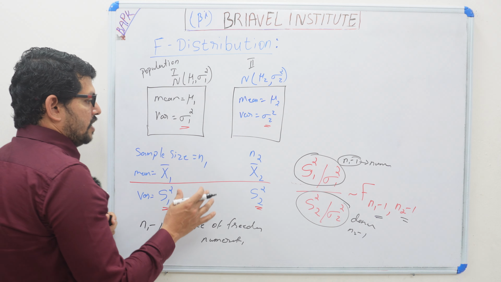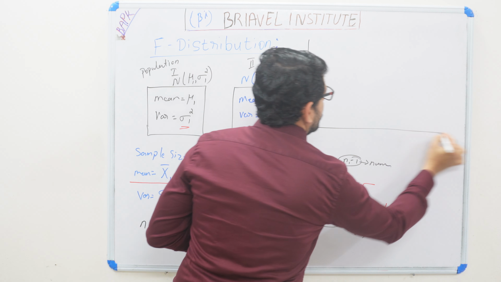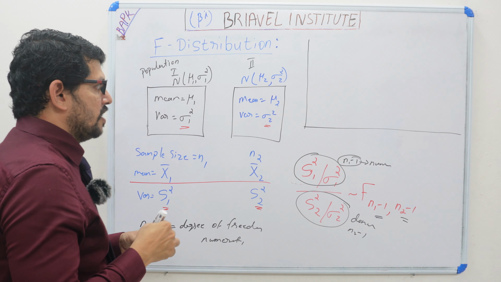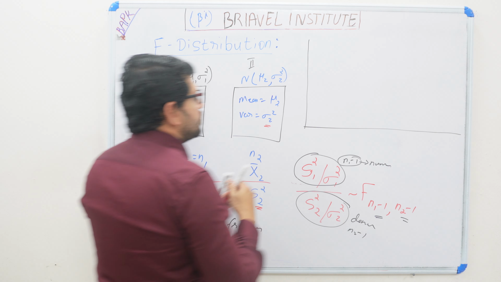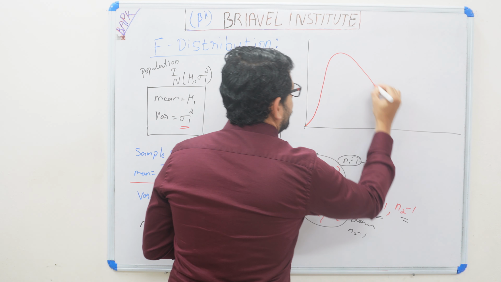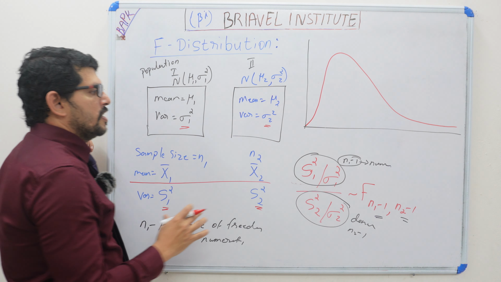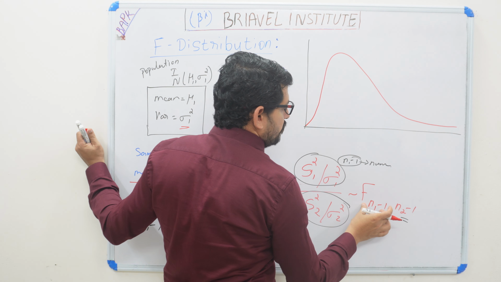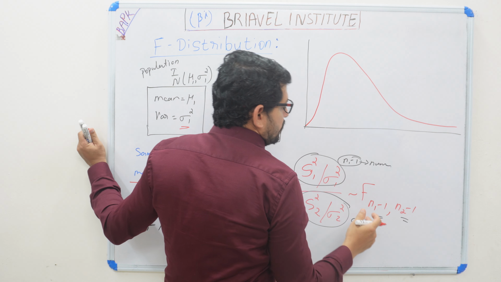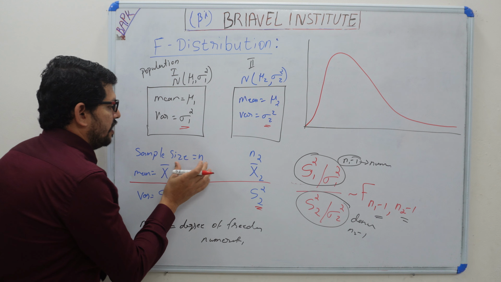How it comes, we can check. We can draw the graph, then we will understand what the F distribution is. The F distribution is positively skewed. If the value of n1 is small, it will be highly skewed, and if n2 is small, it will also be highly skewed. That we will study here.